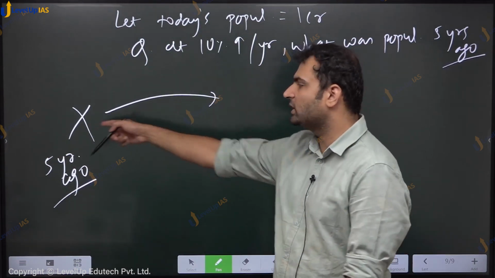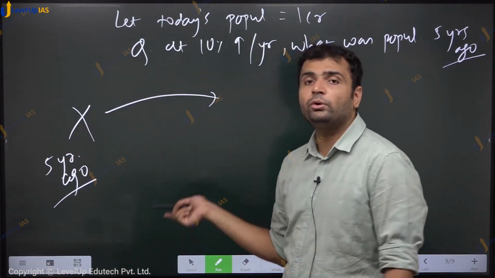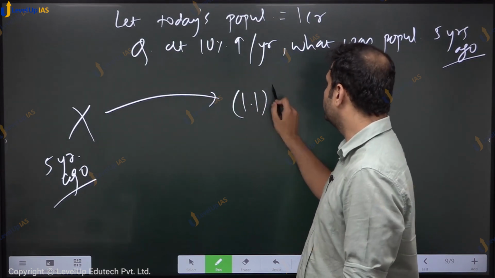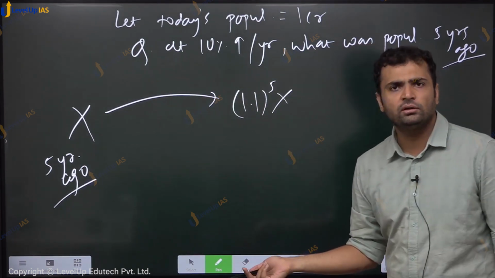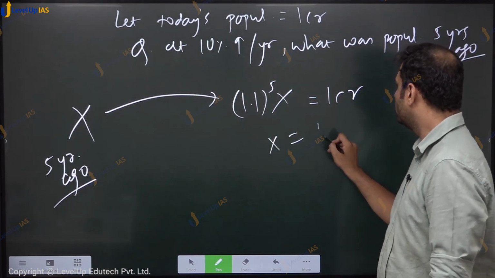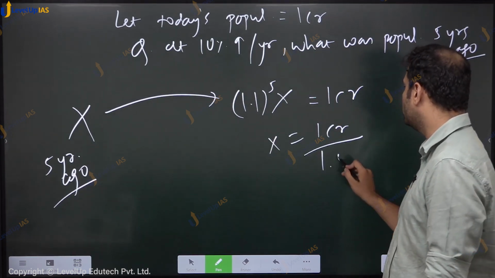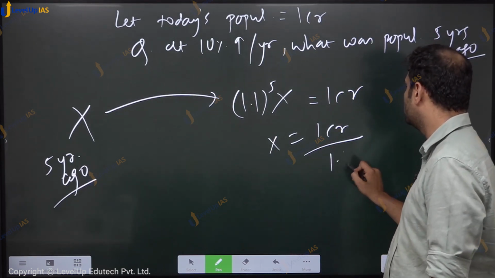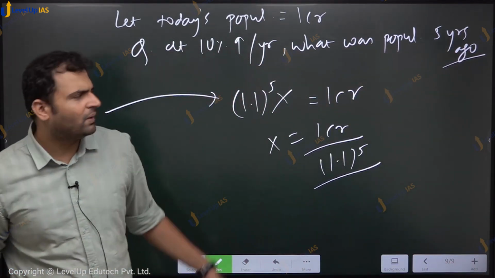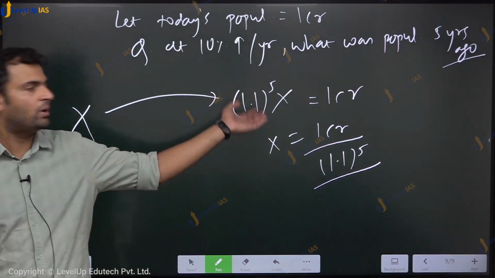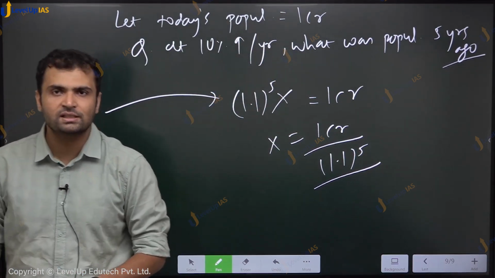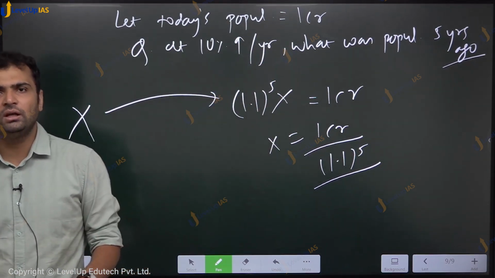If x was the population 5 years ago, what will today's population be after 5 years? It will be 1.1 raised to 5 into x, correct or not? And that is given as 1 crore. So what is x? 1 crore divided by 1.1 raised to 5. That is the answer for x. Now I'm just taking random numbers, so of course it is not calculable. But if the examiner asks, they will ask you solvable calculations.